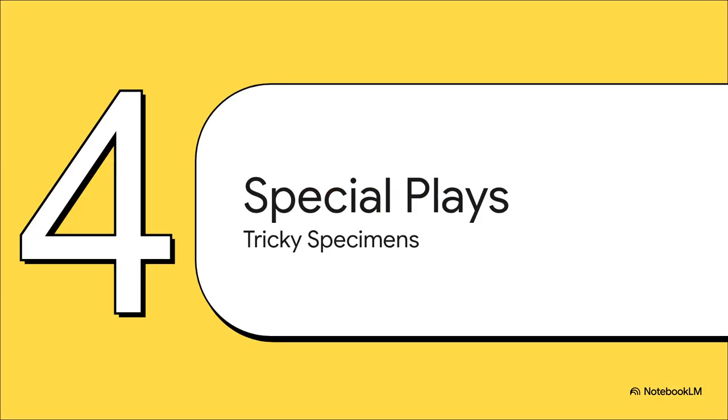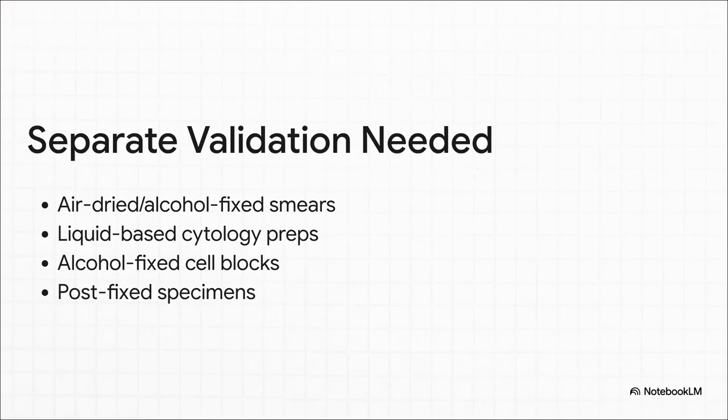Okay, so everything we've talked about so far has been for our standard, run-of-the-mill, formalin-fixed tissues. But what about the weird stuff? What happens when you're dealing with cytology specimens or decalcified tissues? The guidelines have rules for those too. Here's the bottom line. If your cytology sample isn't fixed and processed in the exact same way as your other tissues, it needs its own separate validation for every single antibody.